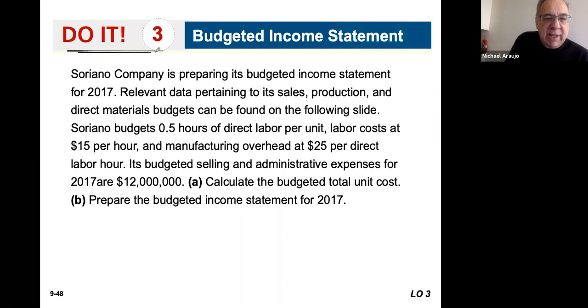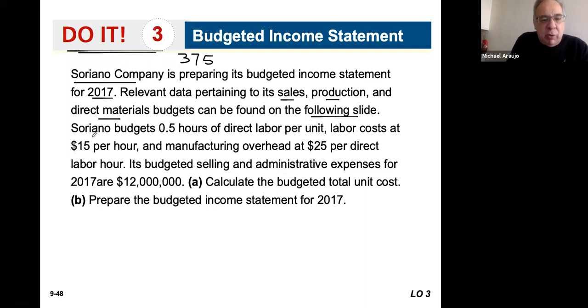So the do it exercise that's provided for you in the book, it's easier actually just to follow along if you have the book open. This is page 375 in your book. If you just have the Wiley, then it's chapter 9, learning objective 3, 9.3, and scroll to the bottom and you'll see this. So here we have Soriano Company is preparing its budgeted income statement for 2017, right? Relevant data pertaining to sales, production, and direct materials can be found on the following slide. So we don't have to worry about that right now.